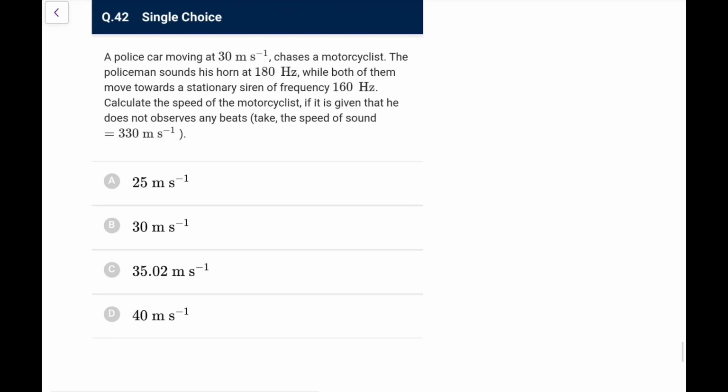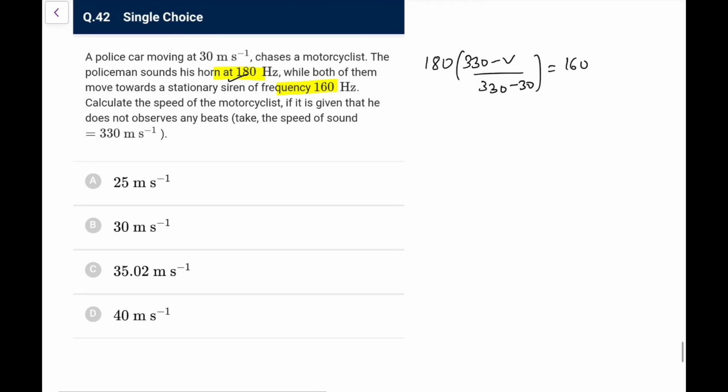A police car going at a speed of 30 chases a motorcyclist. The policeman sounds the horn at 180 while both of them move towards a stationary siren of 160. Calculate the speed of the motorcyclist if it is given he doesn't observe any beats. That means the frequency of this 180, what he hears, would be 180 into (330 minus his speed v, let's say) upon (330 minus 30), because the policeman is coming towards it. And because he is going towards a stationary siren of that frequency, this, which is the same, would be equal to 160 into (330 plus v) upon 330.